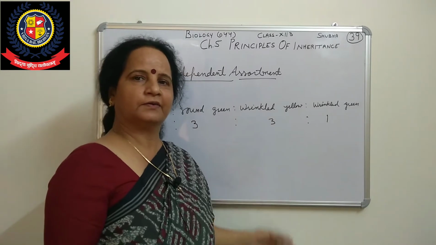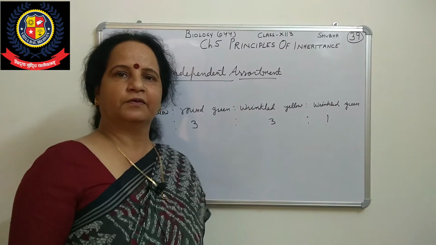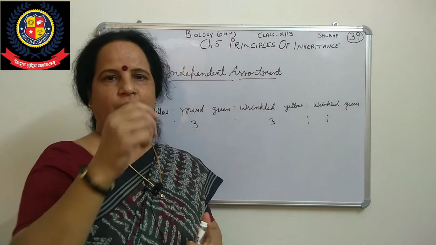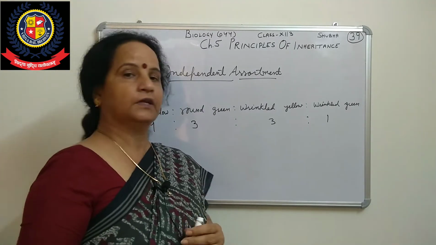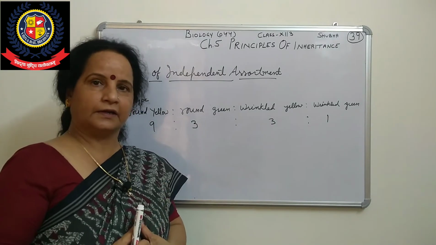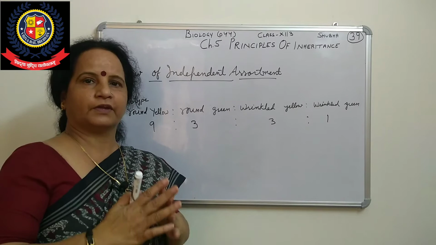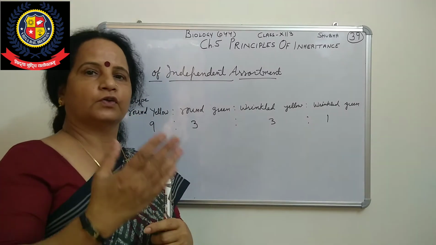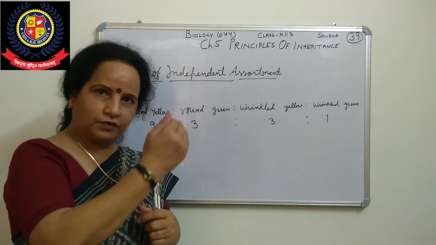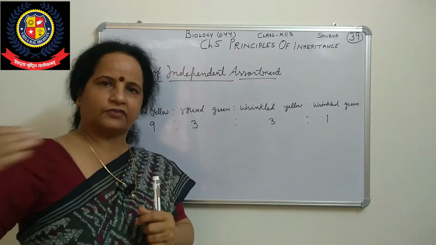Now you see that, in continuation of what we have done in the previous session: inheritance of two genes. In that we have seen round, we have taken round and yellow and wrinkled and green. These two traits we have taken, means those two genes or those two factors according to Mendel, and then how they are inherited in the next generation.